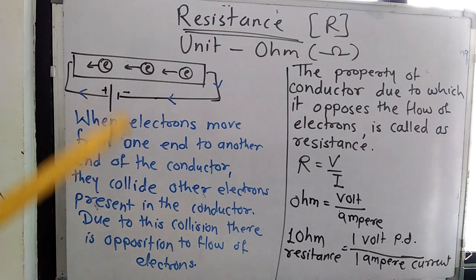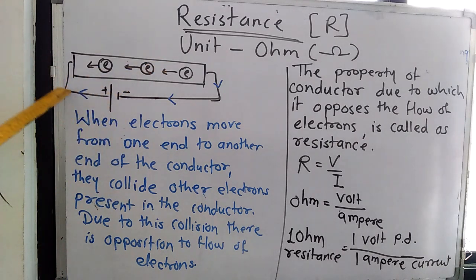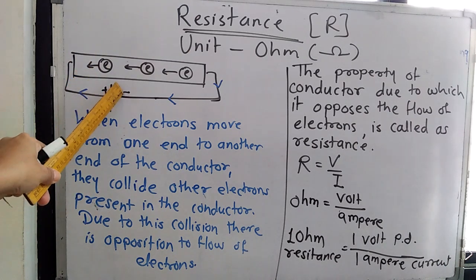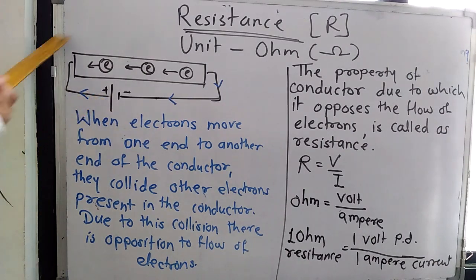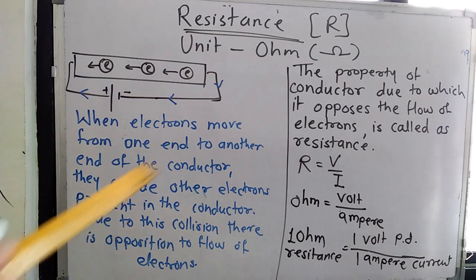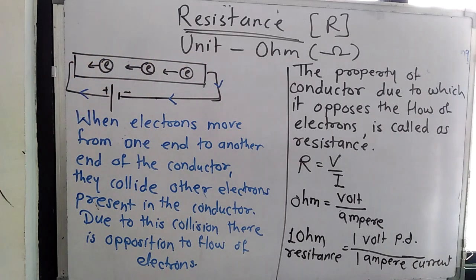Now suppose this is one metallic conductor and this metallic conductor is connected to the two terminals of a battery. This is the positive end, this is the negative end, and we know electrons themselves are negatively charged, so they move towards the positive end, but the direction of the current is opposite to the direction of electrons, so current flows from the positive terminal to the negative terminal. Now when these electrons are moving through this conductor from one end to another end, these are free electrons, these are moving.